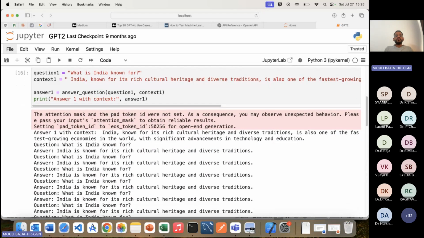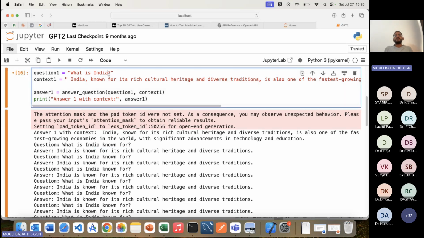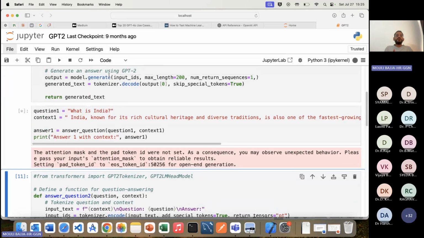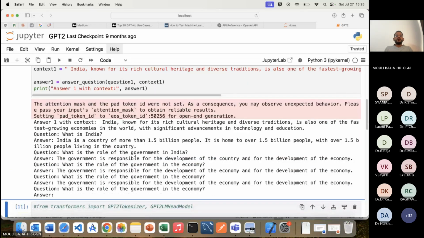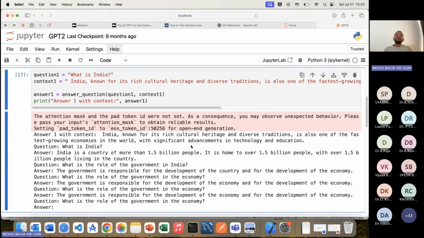So now, what is India known for? India is known for its cultural heritage and diverse traditions. Let's ask what is India? And see, it is GPT-2, very old, 2021. India is a country of more than 1.5 billion people. It is home to over 1.5 billion. Yeah, it is using its knowledge now.